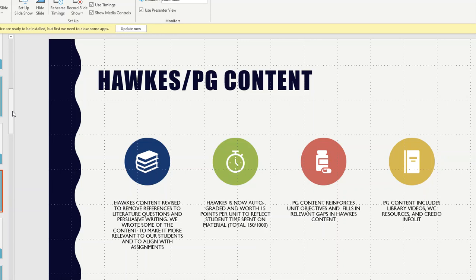The other major change, so Hawks will now be auto-graded, and it will be worth 15 points per unit. We know our students are spending quite a bit of time moving through those lessons. We think they're important. It's good information. So we did up that point value just to make it more enticing to students to really see the importance and value of utilizing that Hawks material. So we'll be utilizing our own PG content then to reinforce those objectives and fill in any gaps that may exist within Hawks content.